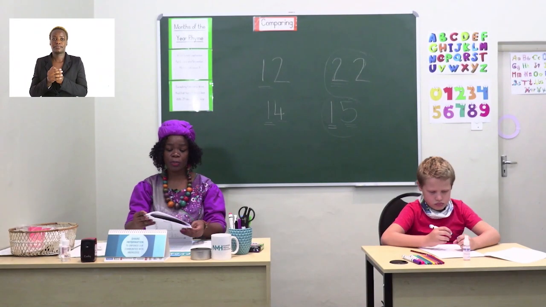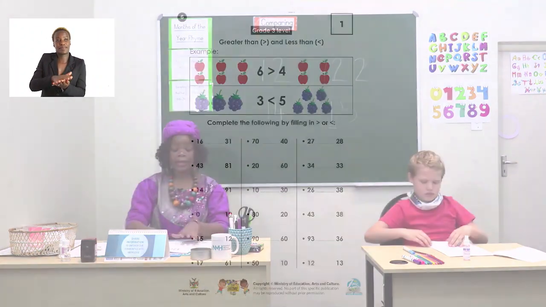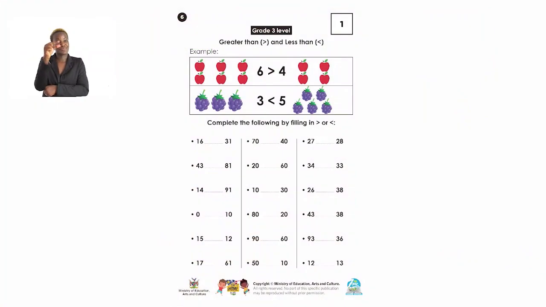Let us quickly turn to page 6. Now it's the grade 3 level, whereby we are no longer going to encircle the bigger number, but rather put in the greater than sign or the less than sign. The greater than sign simply means that whenever we have to put it in, the open mouth of the sign should be eating the bigger number, saving the smaller one. All right. For example, we can see the examples given there.